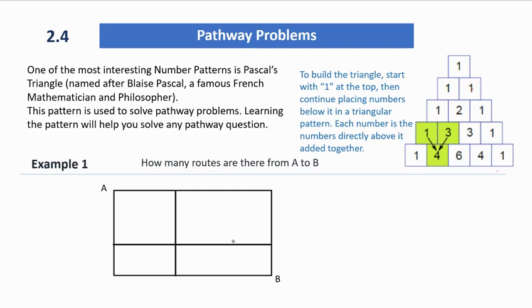What's really cool is that there's a number pattern that was developed by Pascal. It's called Pascal's triangle, named after Blaise Pascal, who's the famous mathematician and philosopher. And he used this pattern to solve pathway problems. And it's a really unique pattern.